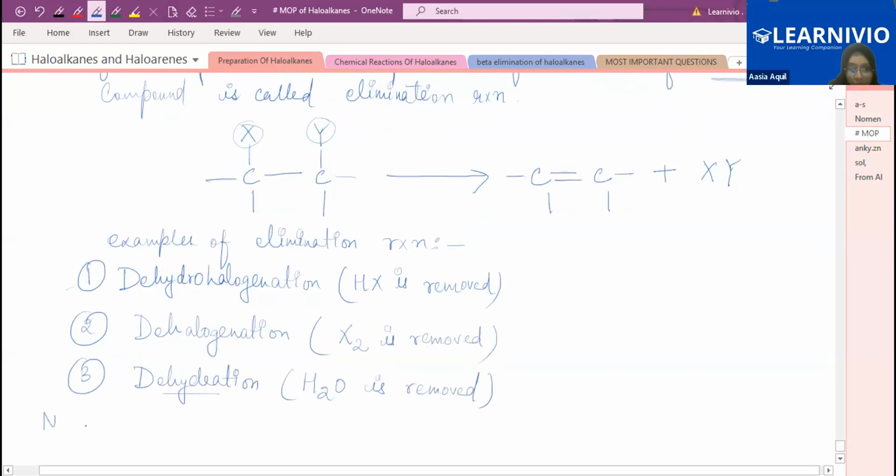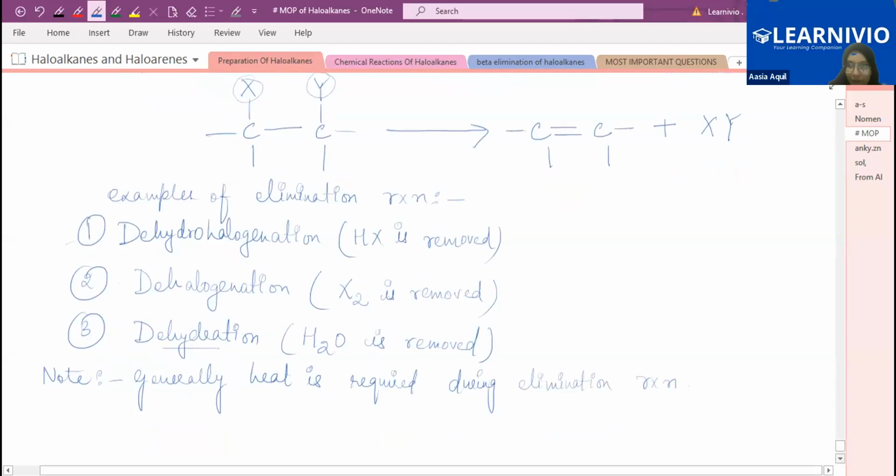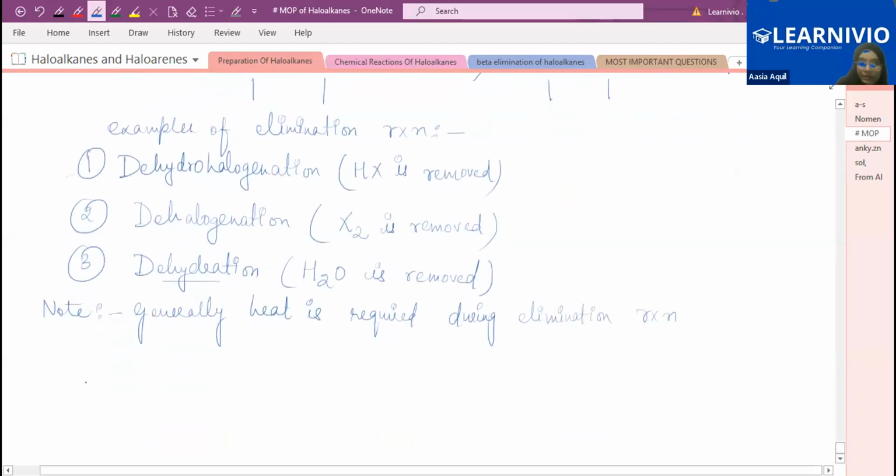One more thing, write on the note. Generally, heat is required. Basically, आप external energy की requirement होती है for the elimination reaction. Means the heat requirement will be there in the elimination reaction. Okay, write down in notes. Generally, heat is required during elimination reaction. Okay, now we will discuss one by one each and every example. First one, write on the heading: dehydrohalogenation.